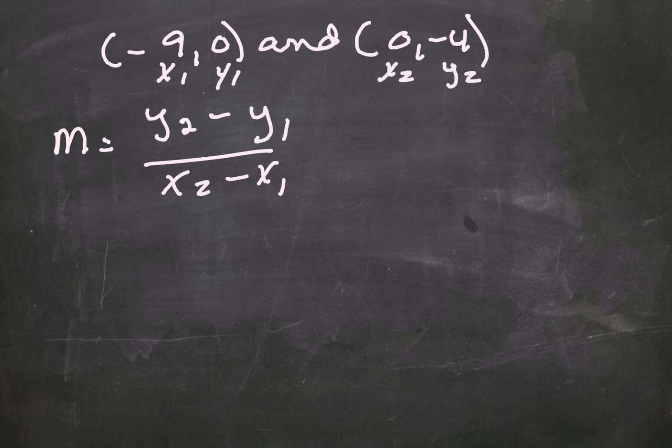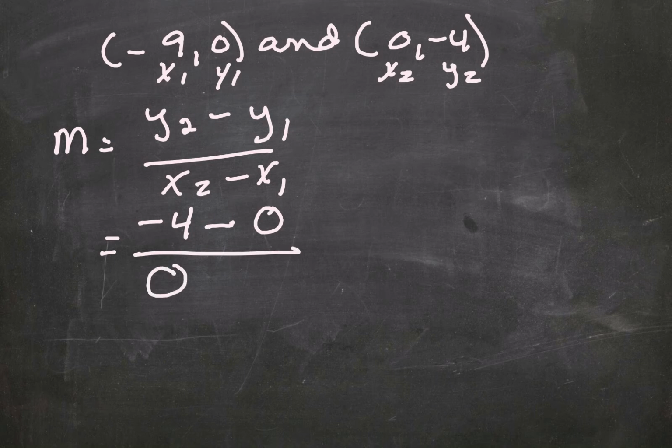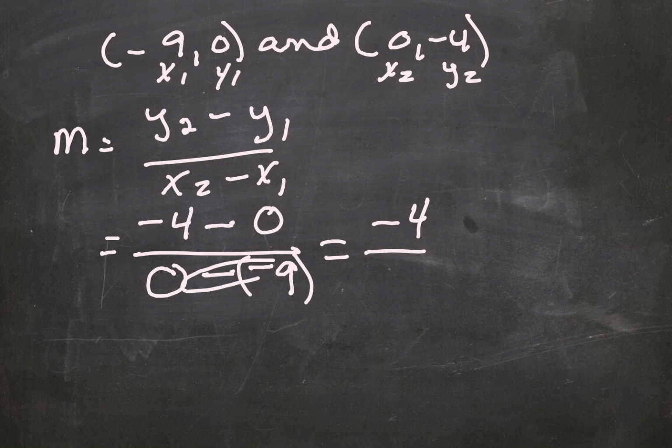Let's plug them in. y2, so it's negative 4, minus y1, which is 0, over x2, which is 0, minus x1, which is negative 9. So negative 4 minus 0 is negative 4. 0 minus a negative 9, here we have two negatives, which will give us a positive. So that's going to be a positive 9. So I end up getting negative 4 over 9 for my slope.